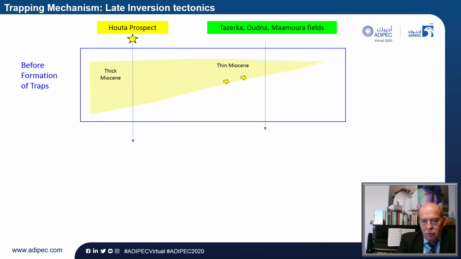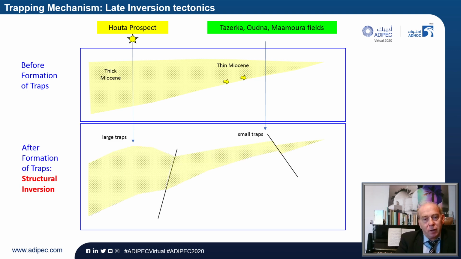Therefore, one of the characteristics of the play concept we are presenting is related to these thickness variations. Before the formation of the traps, basically we see a thicker and a thinner Miocene series, and on the right side in the green boxes, the present producing fields located generally on the high areas where the series are thinner. Successively, due to structural inversion along the borders of the highs, we can observe larger traps in the thicker series with respect to the smaller traps in the producing fields.